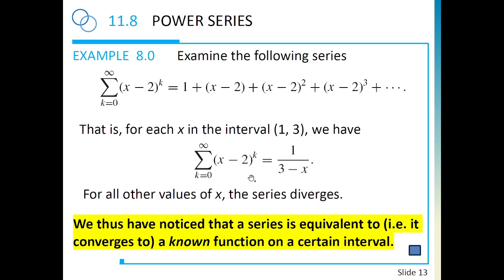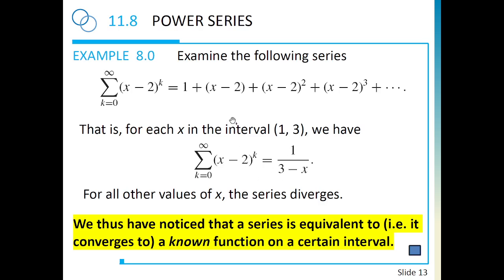Negative 1 to power k, if I try to see what's happening with the partial sums, I will realize that that series is divergent because the general term obviously is not going to 0. I have negative 1 to power k. The general term doesn't go to 0, so that part will be divergent.